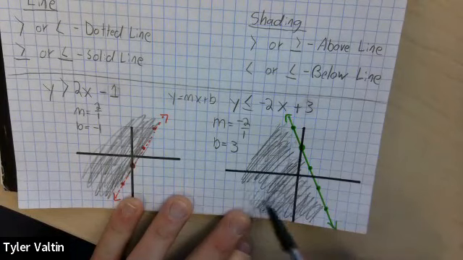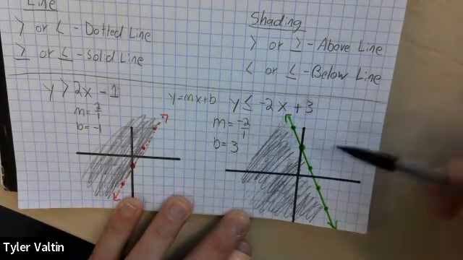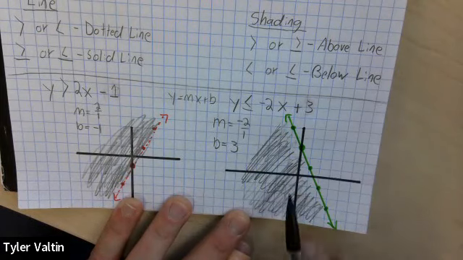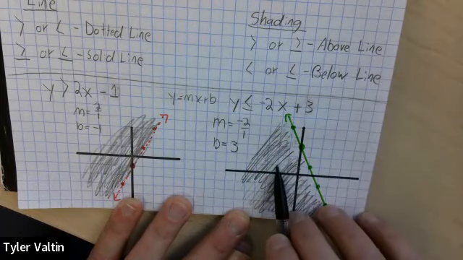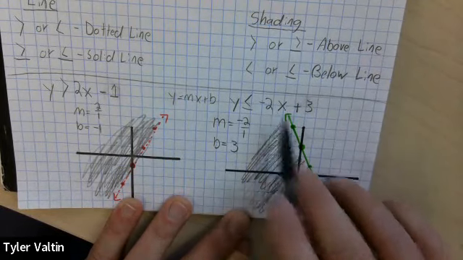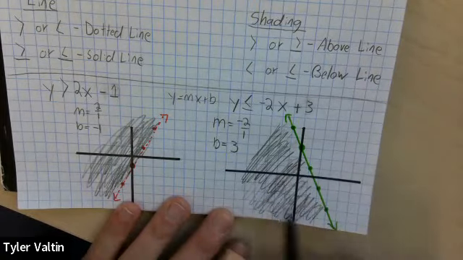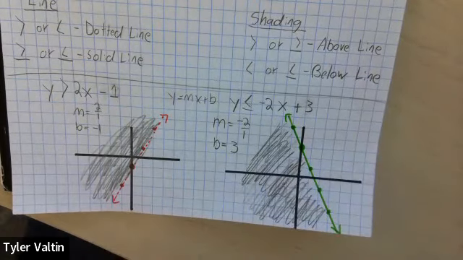All of these are solutions to this inequality. Nothing above the line will work. Everything below the line will work. So if I take any of these points, x, y, and plug it back into the inequality, I will get a true statement showing that everything below the line is a solution to our inequality.